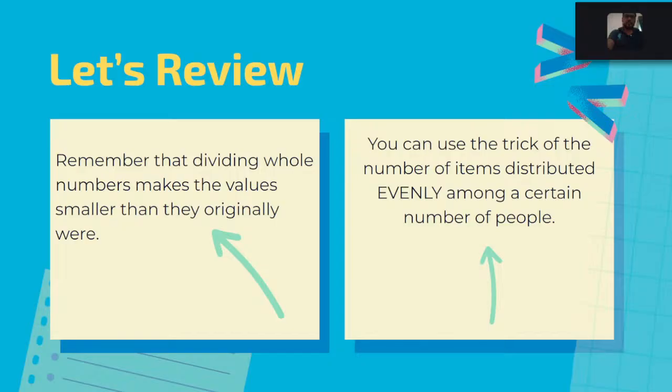So let's review what we just learned. Dividing whole numbers makes the value smaller than they originally were. You can use the trick of the number of items distributed evenly among a certain number of people.